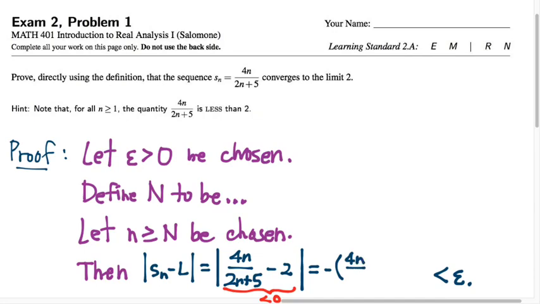So here's how I'm going to wrap this up. I'm just going to write that as minus the quantity 4n over 2n plus 5, minus 2. Right? So because the quantity inside is negative, the absolute value is equal to the opposite. And so it gives us this extra minus sign, which, if you like, also has the effect of switching around the subtraction.